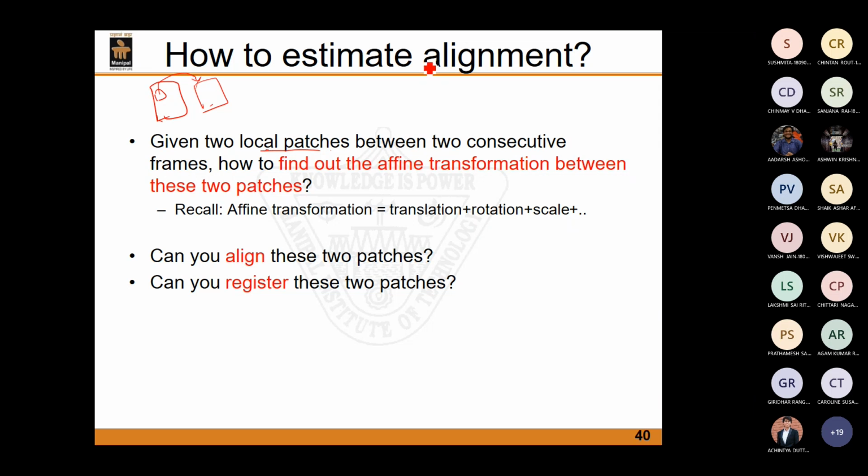Now, how exactly do you estimate this alignment, or find out what kind of transformation it is, or how do we evaluate or estimate that? That is what we're going to see next.